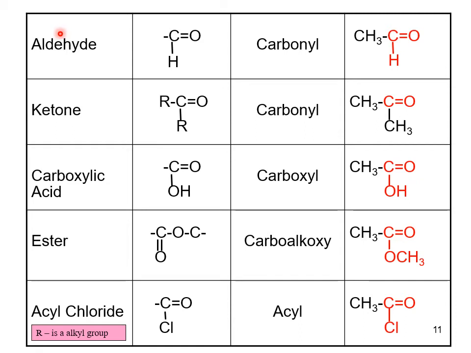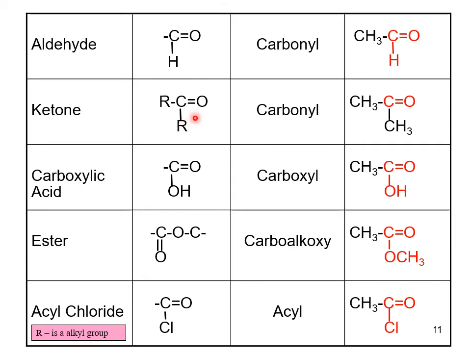Next, aldehyde and ketone are under the same functional group, which we call carbonyl. The main feature is C double bond O. Then what is the difference between aldehyde and ketone? In aldehyde, the C double bond O is attached to hydrogen, while in ketone, the C double bond O is attached with alkyl group. What is alkyl group?